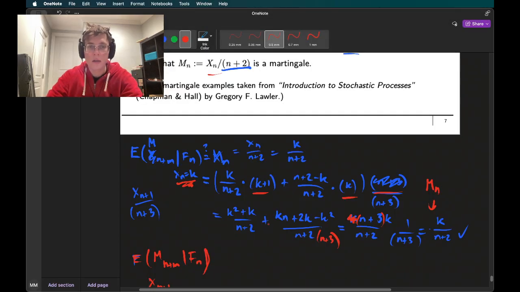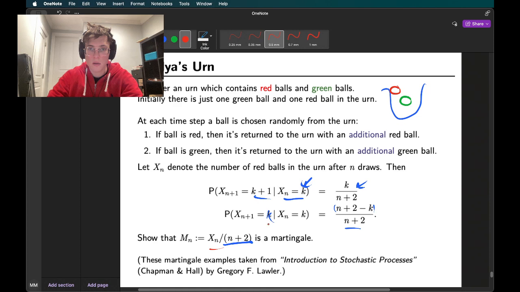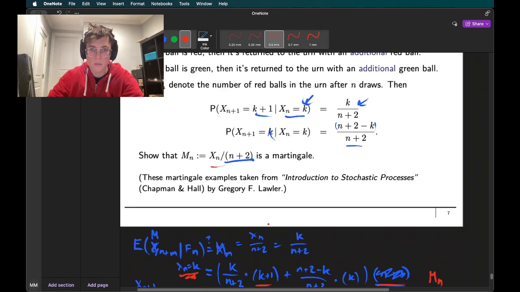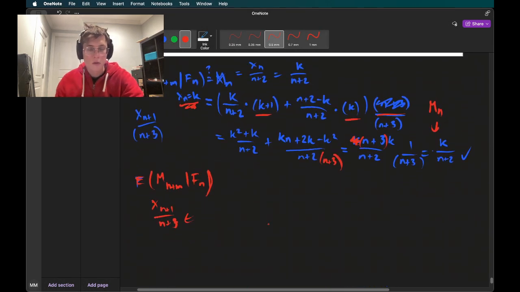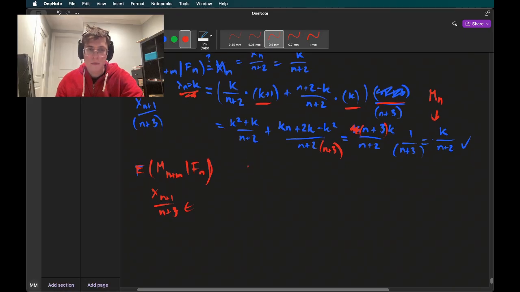Yeah, so I didn't get the work done here, but this is the proof for the red balls and the green balls in the urn. Okay, great. Thank you. See you next time.